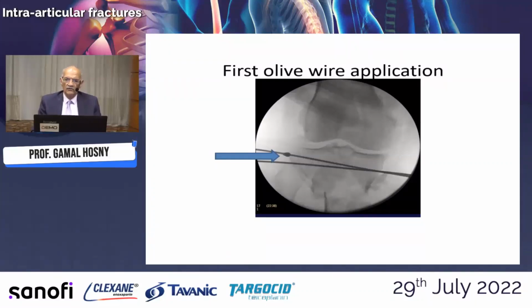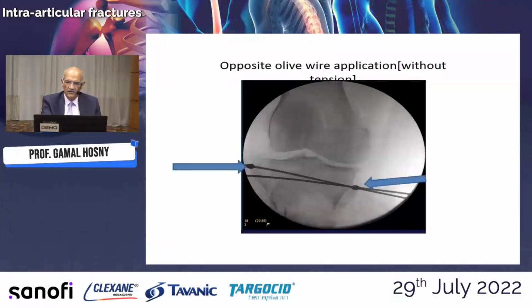We don't apply traction to the wires. Just put the wires opposite each other and pull them by your hands, without any distraction, without any traction. You see 2 olive wires opposite each other, and you pull them by hand to close the gap, so we don't have any gap in the intra-articular part.